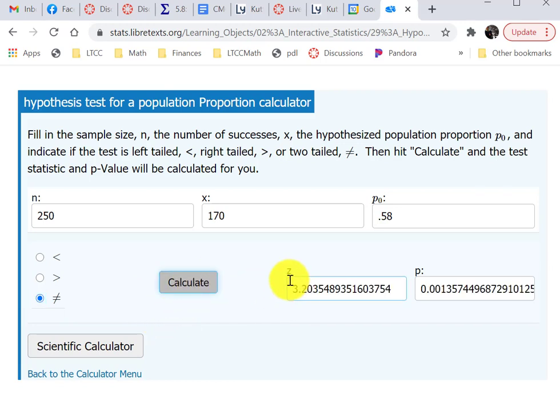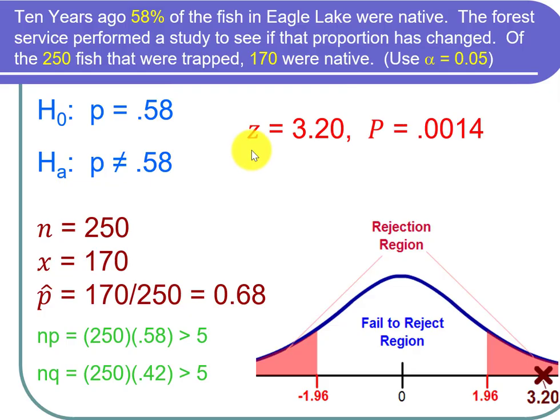And there's our Z, our test statistic, 3.2-ish. And there's our p-value, 0.001, etc. And now I'm ready to understand the results and then state our conclusion. Okay, so we had a test statistic of 3.2 and a p-value of 0.0014.